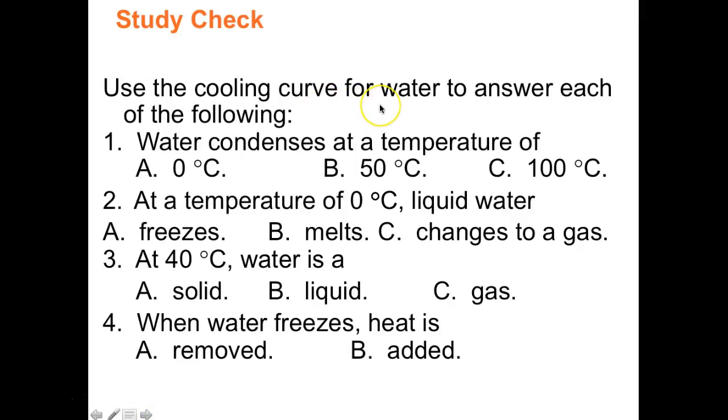Use the cooling curve for water to answer which of the following. Water condenses at a temperature of 100 degrees centigrade. So it's boiling at 100 degrees centigrade and also condensing at 100 degrees centigrade. At a temperature of 0 degrees centigrade, liquid water is freezing. Liquid water freezes, solid ice melts. At 40 degrees centigrade, water is a liquid. When water freezes, heat is being removed.